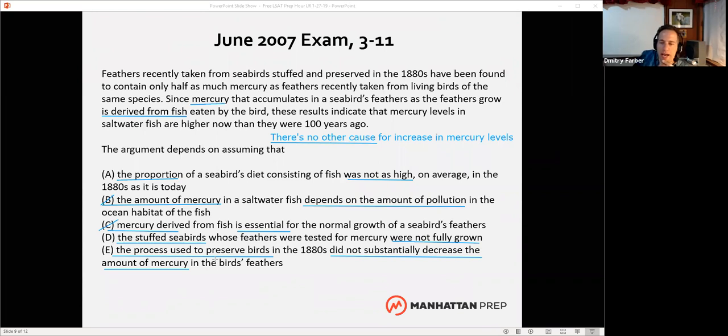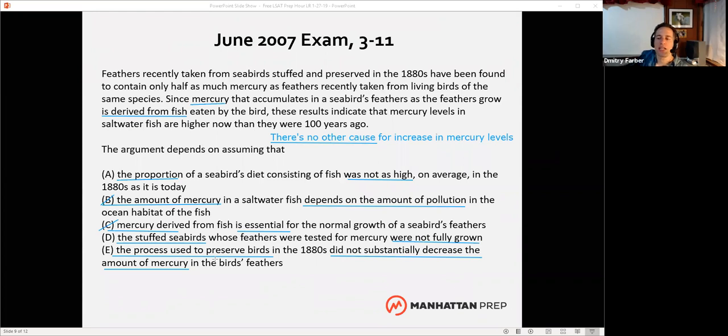Do you see what effect it would have? In other words, if seabirds just ate more fish now than they used to? More fish, more mercury. So then could that explain why mercury levels are higher now? Is it possible that the fish haven't changed and just the diet of the birds has changed?